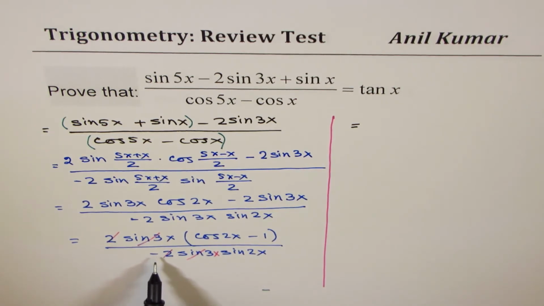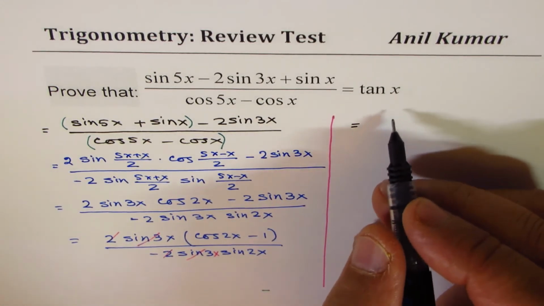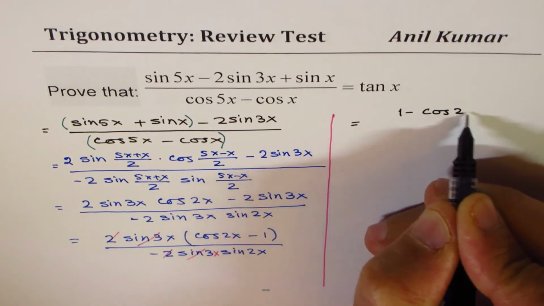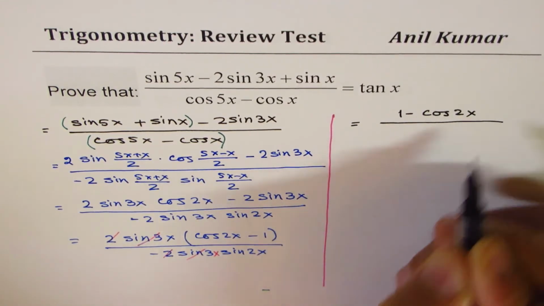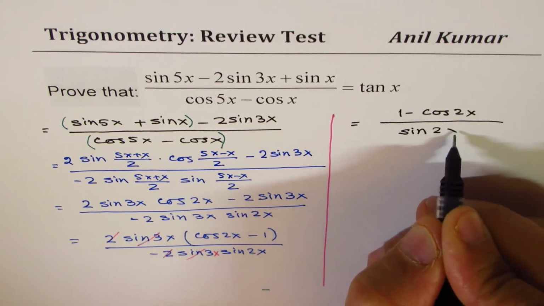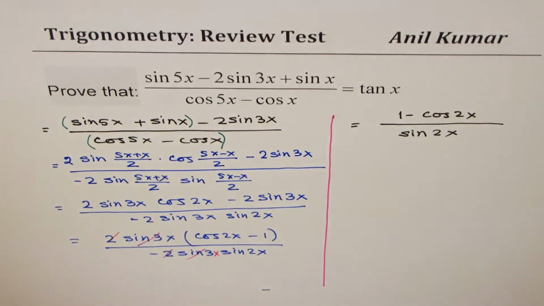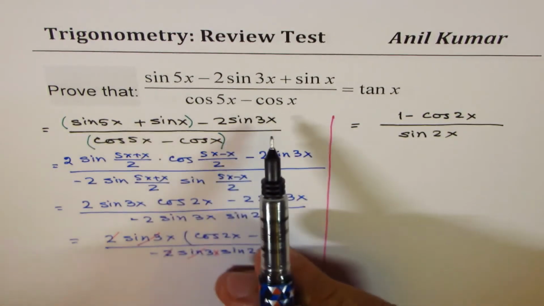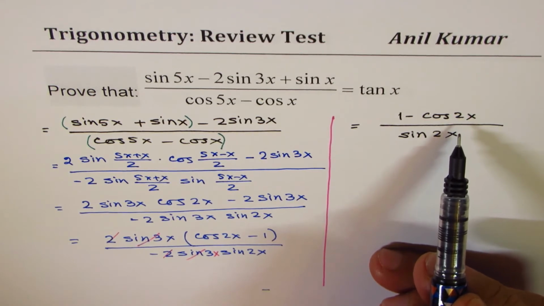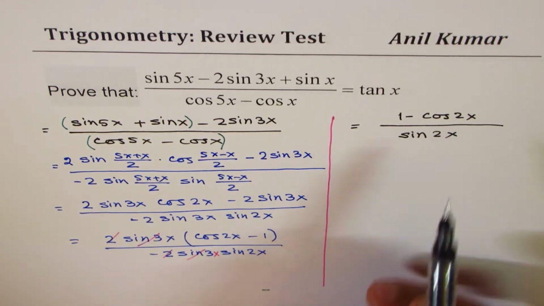We have a negative sign here, so we could write this as 1 minus cos 2x divided by sine 2x. Do you see that? Here you will see we have used the formula which converts sum to product, and now we have a double angle formula to apply. So we should now apply the double angle formula.